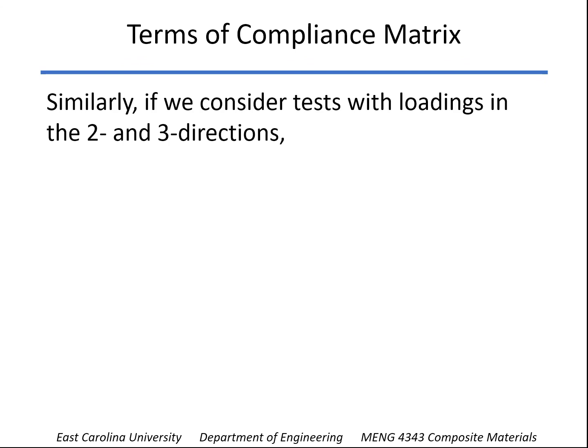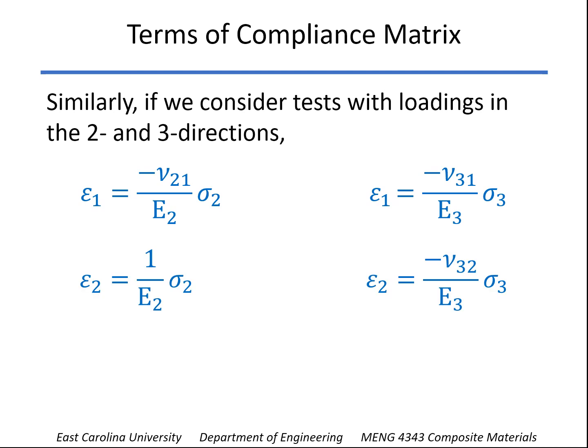So if we think about loading in the 2 and the 3 directions, we get a similar set of equations where epsilon 1 in both cases will be based on Poisson's ratios. Epsilon 2 for sigma 2 will just be based on the Young's modulus in the 2 direction, and similarly for epsilon 3 based on sigma 3. And again, all those Poisson's ratios follow the definition we showed earlier.